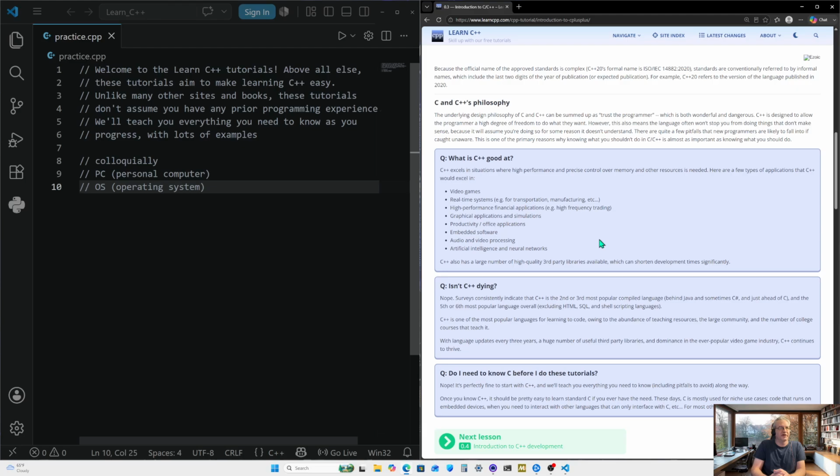Video games, real-time systems, for example, transportation, manufacturing, etc. High performance financial applications like high frequency trading, graphical applications like simulations, productivity and office applications, embedded software, audio and video processing, artificial intelligence, and neural networks. Now, I don't know enough about C++ myself yet to know how to get half that stuff to work.